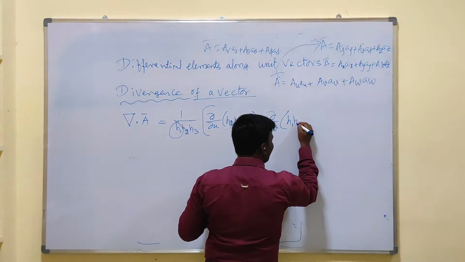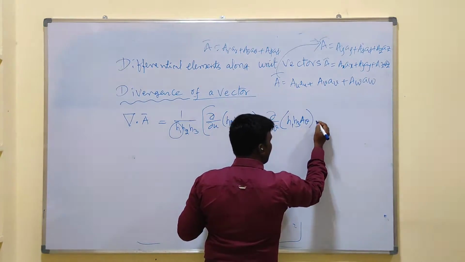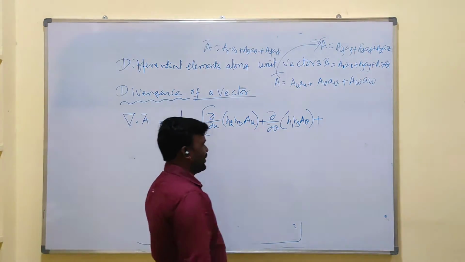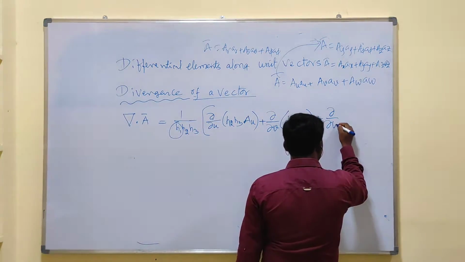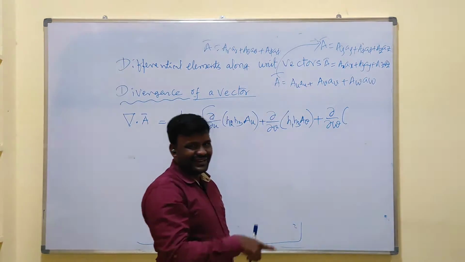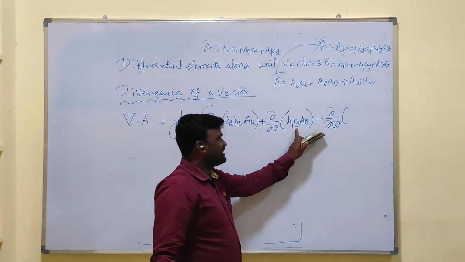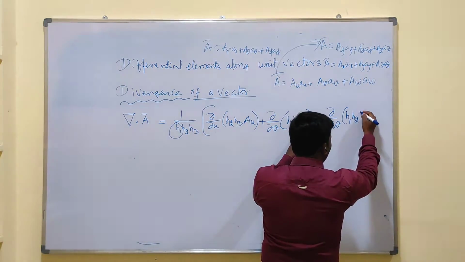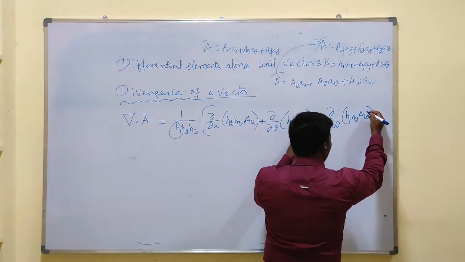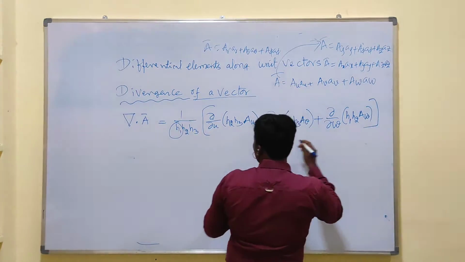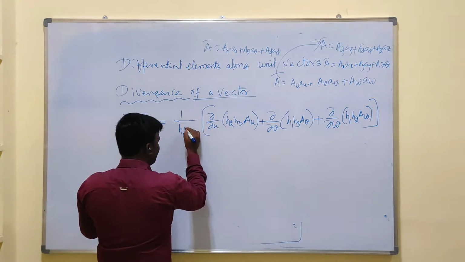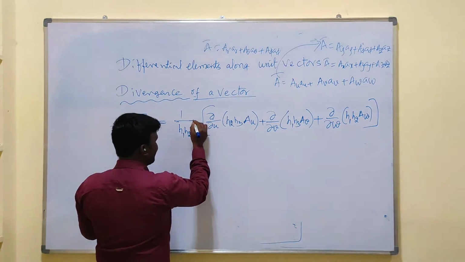What are the remaining two? h1, h3, Av, plus ∂/∂w, the third one. Now it is easy. Except h3, I need to take the remaining two, h1, h2, Aw. And this 1 by h1 h2 h3 is multiplied, common to both.